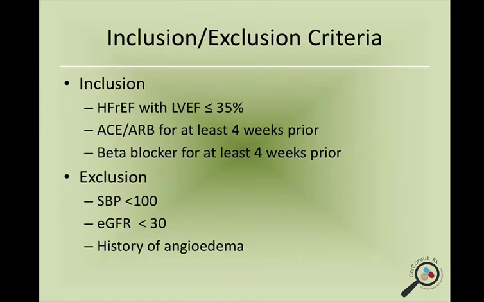Some of the inclusion-exclusion criteria. For the inclusion criteria, patients had to have HFrEF with an ejection fraction less than 35%. They had to be on an ACE or an ARB for at least 4 weeks prior to the study. They also had to be on a beta blocker for at least 4 weeks. Some of the exclusions were a systolic blood pressure less than 100, an estimated GFR of less than 30, and patients could not be enrolled in the study if they ever had a history of angioedema.